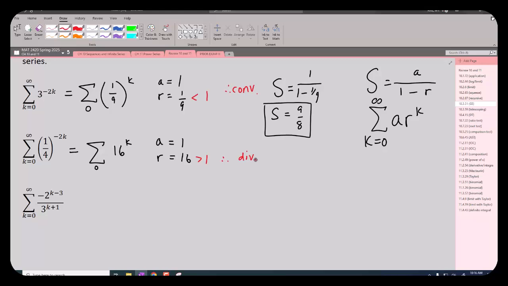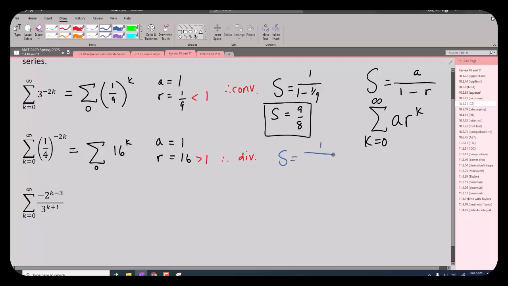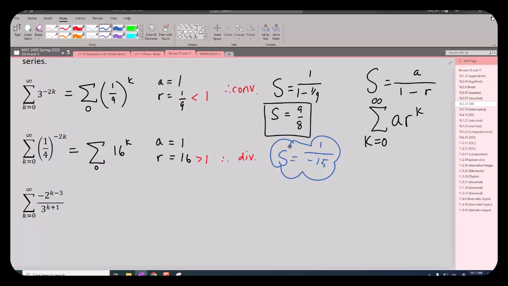If you blow this step here, notice that there is an A and there is an R. You can plug the A in there and the R in here and get negative 15. You can get this S, but that is not the sum of that series. This series diverges, so this is not legitimate. That formula is only good if the common ratio is less than 1 in magnitude.